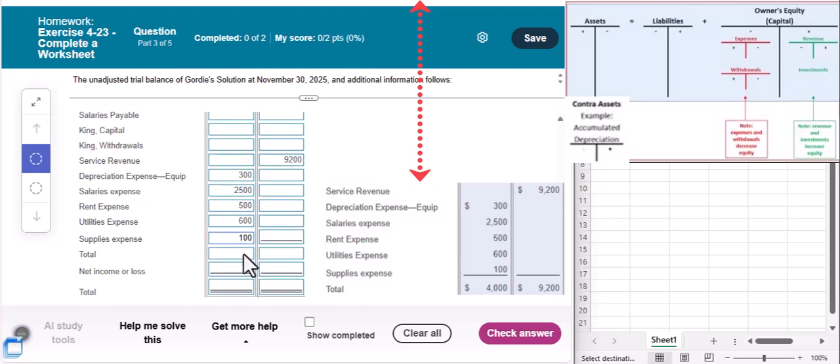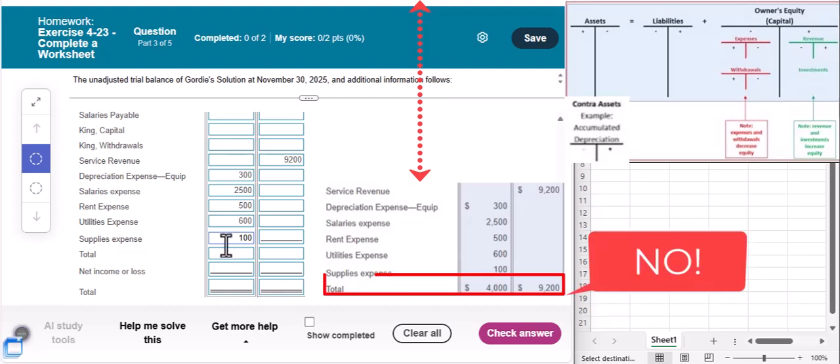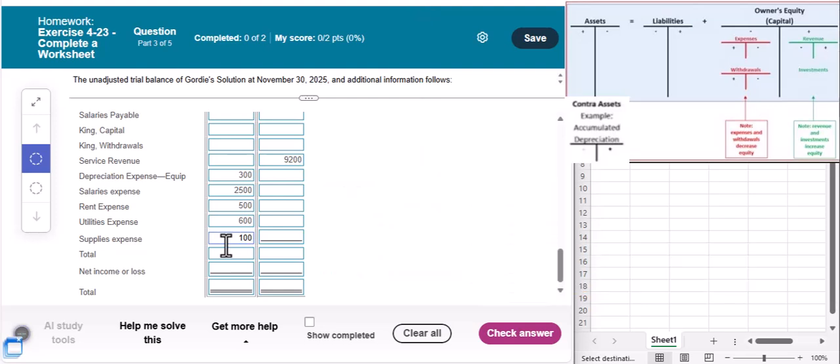Now, should our revenues and expenses balance? No, it's going to be very rare that your revenues are going to equal your expenses exactly. That would be break even, and that almost never happens. Again, it could happen, but very unlikely.